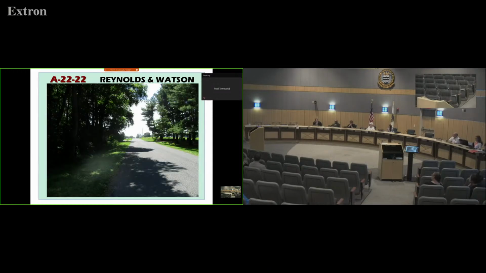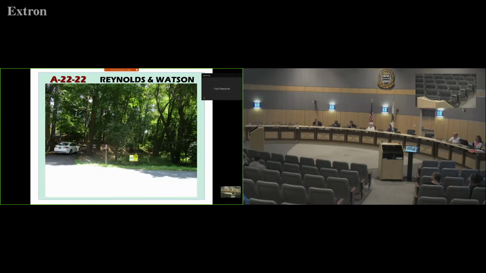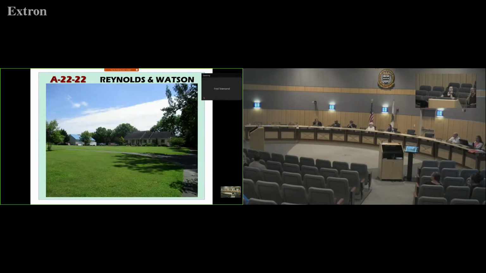You can see this is just giving you the character of the area up and down the road. This is a view of going back to the site. As you can see, you cannot see that from the road with the tree line. You come back, and there is the existing pole building in the back that will not be used as part of this home-based contractor.